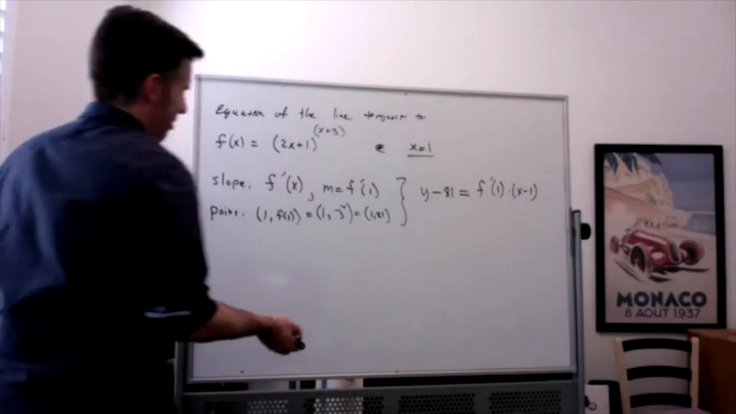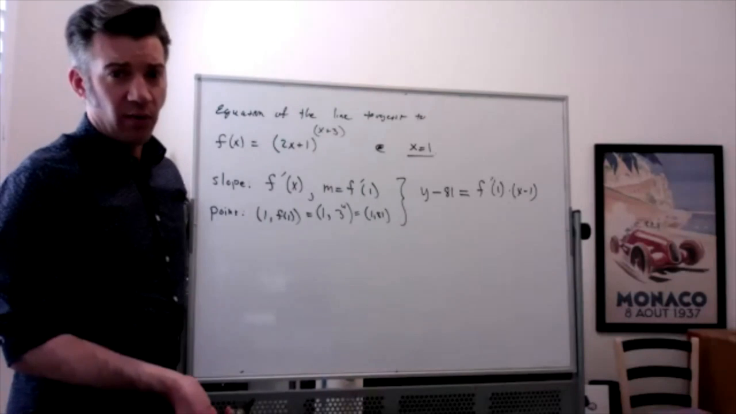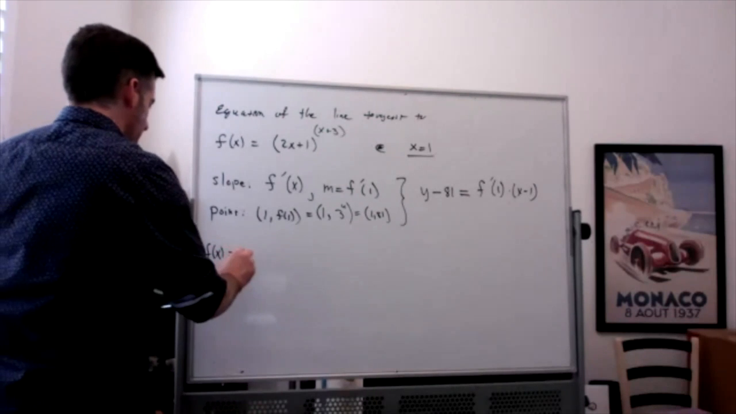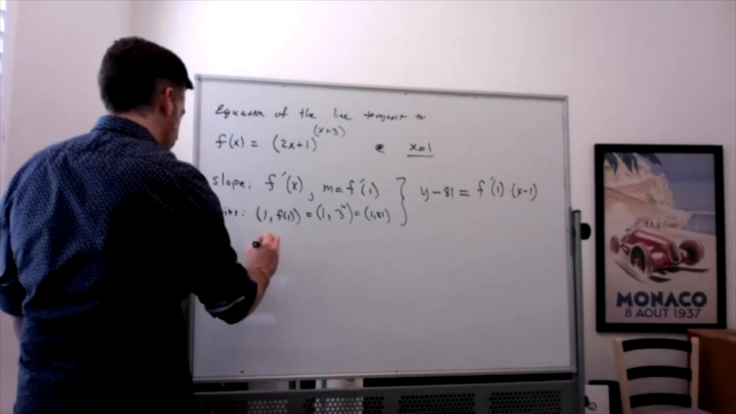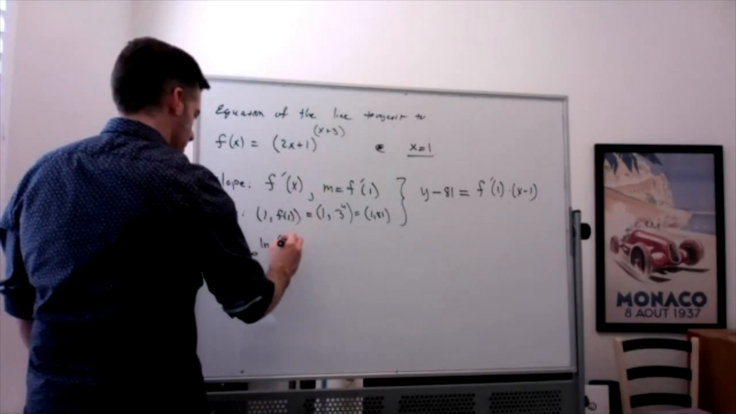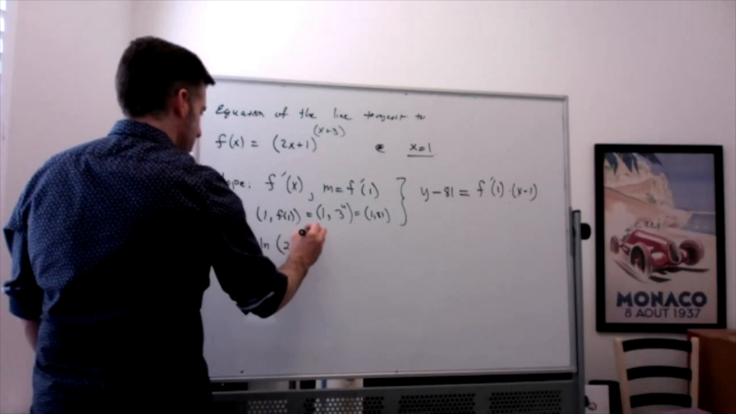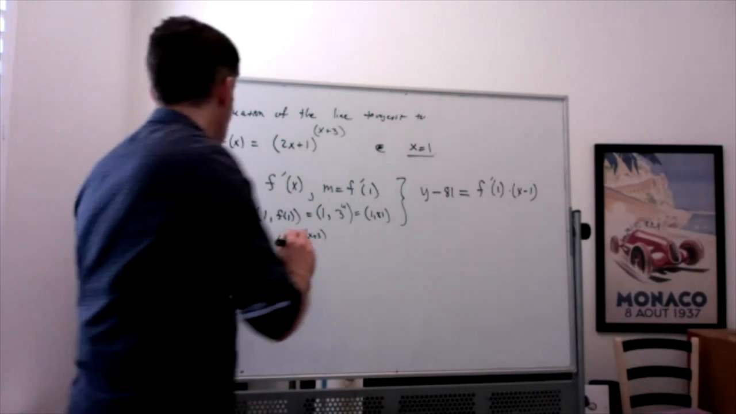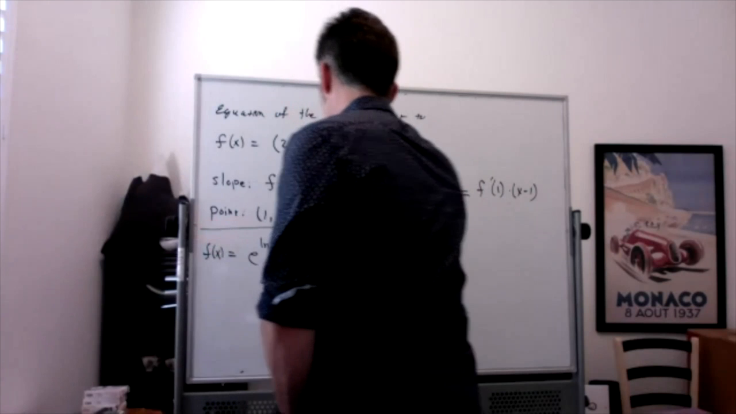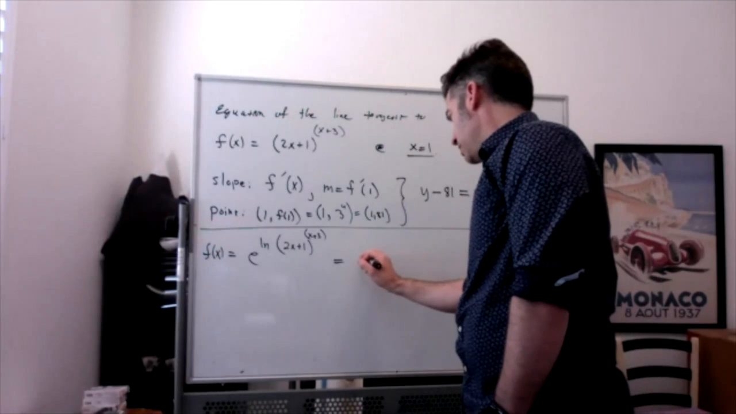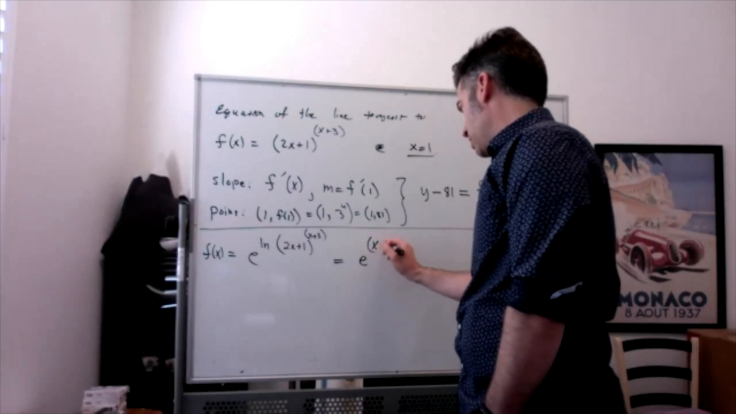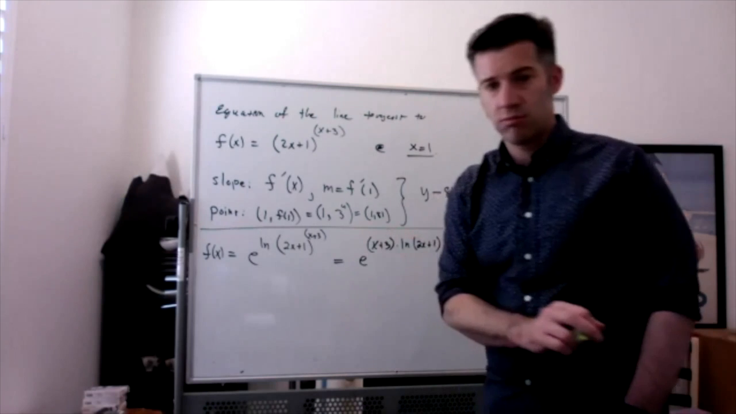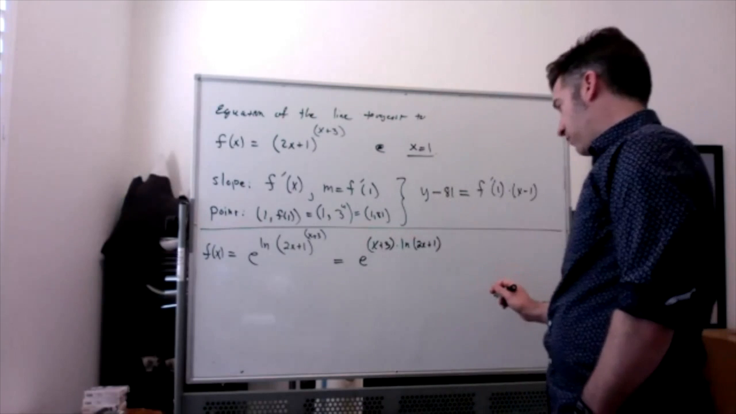All right, I'll mix it up. I'll do it the other way, just to do it a different way. So let's write our function as e to the natural log of all that stuff, which is (2x plus 1) to the x plus 3. And of course, we're going to bring the x plus 3 down. So we're going to rewrite this as e to the x plus 3 times the natural log of 2x plus 1. And then we're going to differentiate.